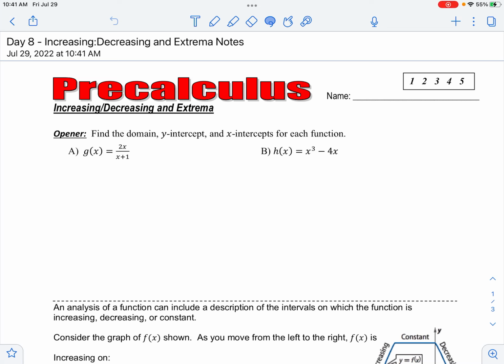These are notes on increasing, decreasing, and extrema. So we're going to start with an opener. You can go ahead and pause your video and try the first two problems on your own and see how you did. All right, so if you look at the directions on the opener, it's find the domain, the y-intercept, and the x-intercepts for each function.